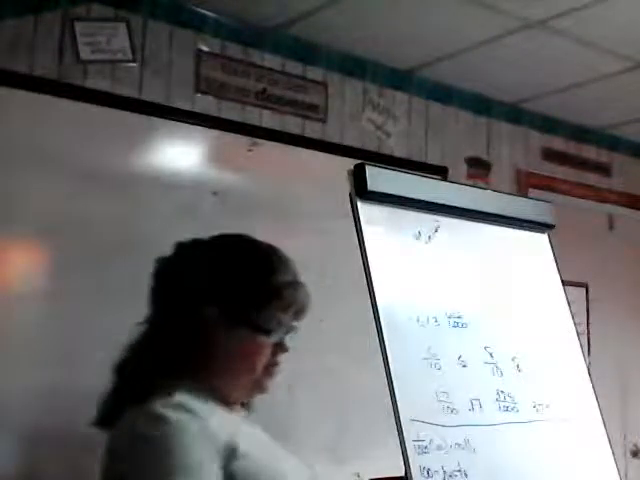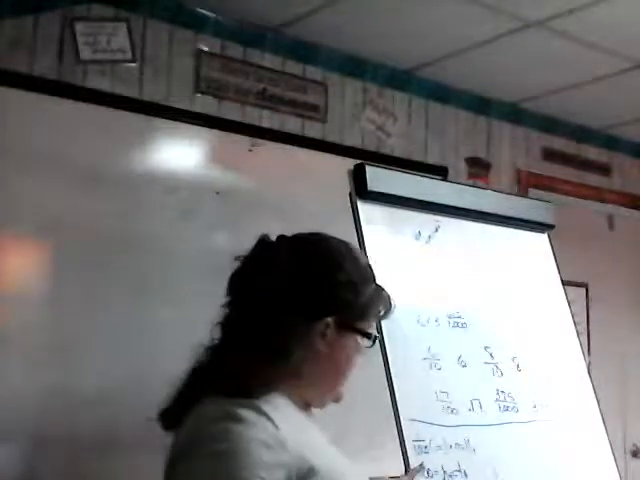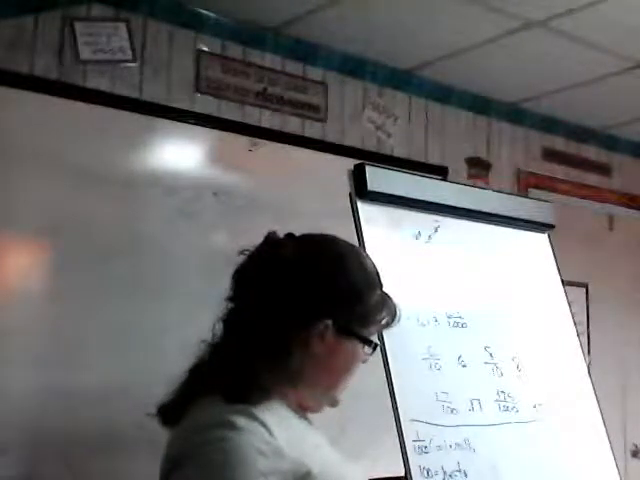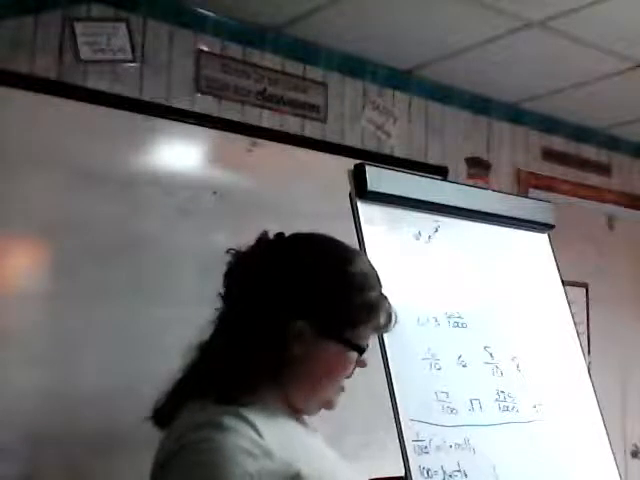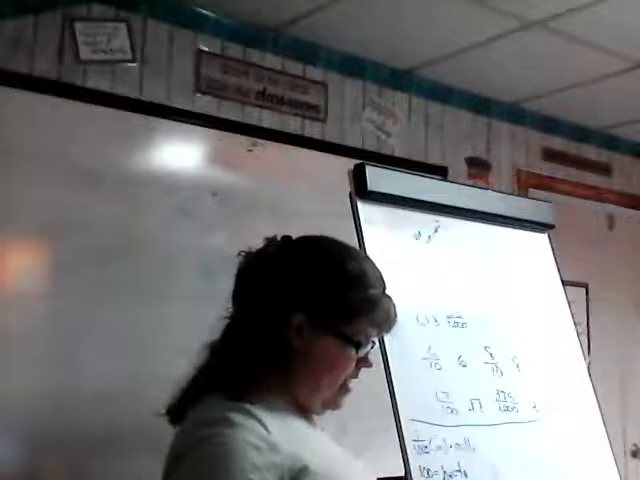So there are the answers for number 4. Letter A is milli. Letter B is hecto. Letter C is centi. Letter D is kilo. Now letter E is deci. Letter F is deca.